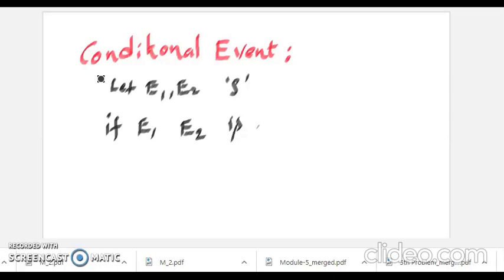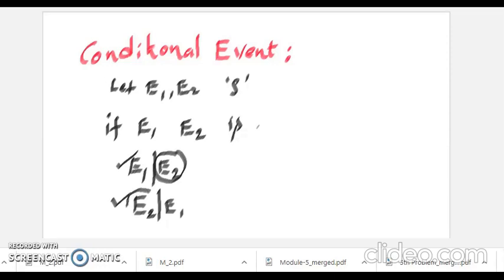So it is denoted by E1 divides E2. Similarly, E2 divides E1. So what is the meaning of E1 divides E2? Here the conditional event of E1, when we know that E2 already occurred. For E2 divides E1, the conditional event of E2, we know that E1 has already occurred.